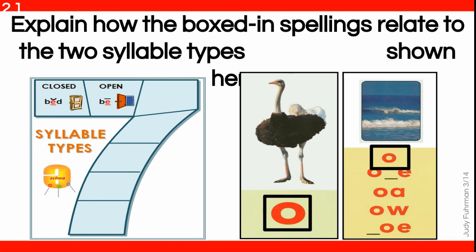Okay, so we have again the 7 syllable types. So we've gone through the closed before. Today the new one is the open syllable, which is the long vowel. And on here, we have the ostrich card, which is the short O sound, and we have the ocean card, which is the long O sound. Okay, so when you have a short O, you only have the O spelled. When you have a long O, you could spell it just like the ones below that O with the ocean card. So it could be O consonant E, could be an OA, an OW, consonant OE can make the long O sound.